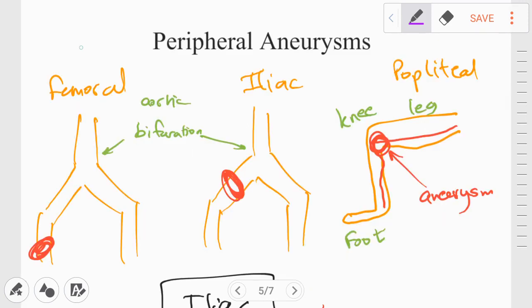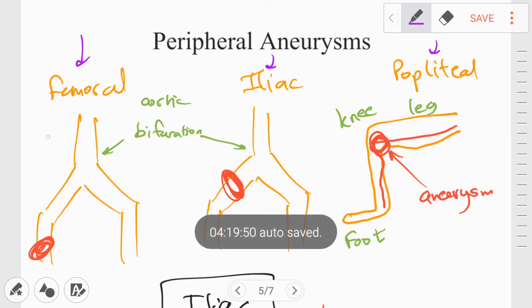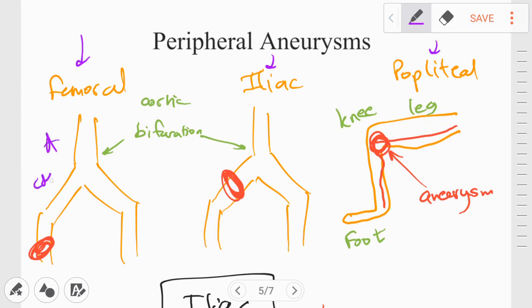Right, so the next thing we're going to move on to is the peripheral aneurysm. Up till now, we have been talking about the central abdominal aneurysm, but now we're going to move on to the peripheral circulation, peripheral arteries, and there are three of them which we're going to discuss. We're going to discuss the femoral ones, we're going to discuss the iliac ones, and we're going to discuss the popliteal ones. So the femoral one, you can see this is the aorta, this is the common iliac, and here we have the continuation of that, which goes down to the legs.